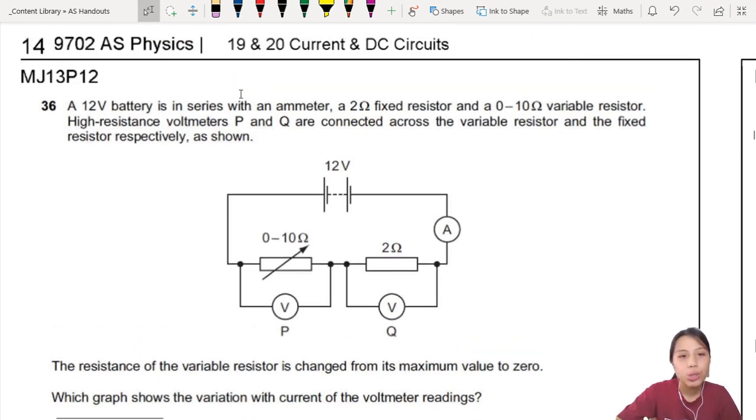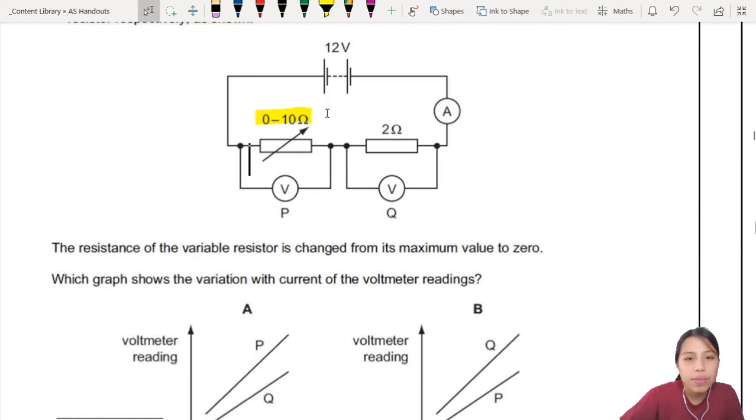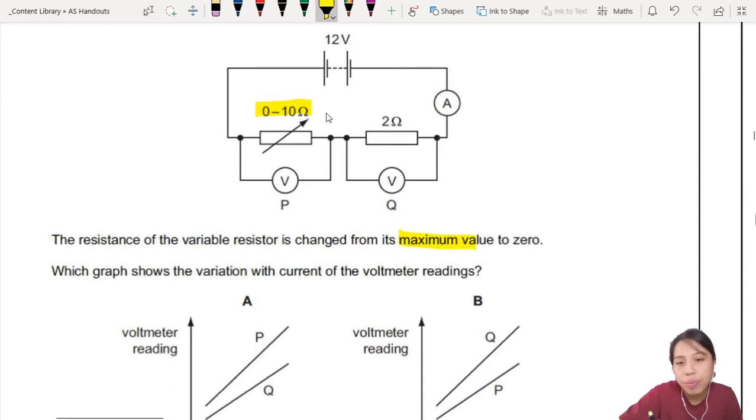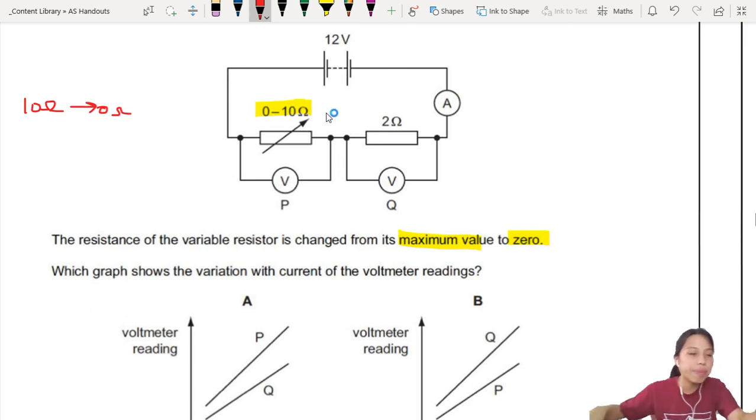Okay, 12 volt battery with emitter, 2 ohm fixed resistor, variable resistor. Oh, so this one can change. It is like the experiment we did just now to determine resistance of a wire. Okay. So what is changing now? The resistance of the variable resistor is changed from maximum to 0. So they adjust from maximum 10 ohm to 0. They take the knob and move it from maximum all the way until 0. Okay, then they measure all the things to see.